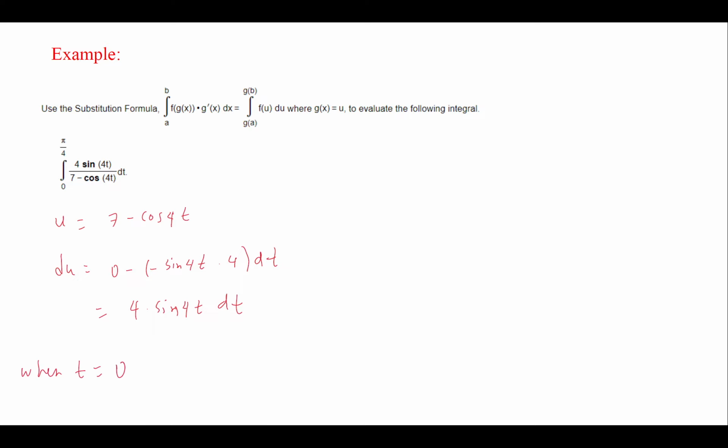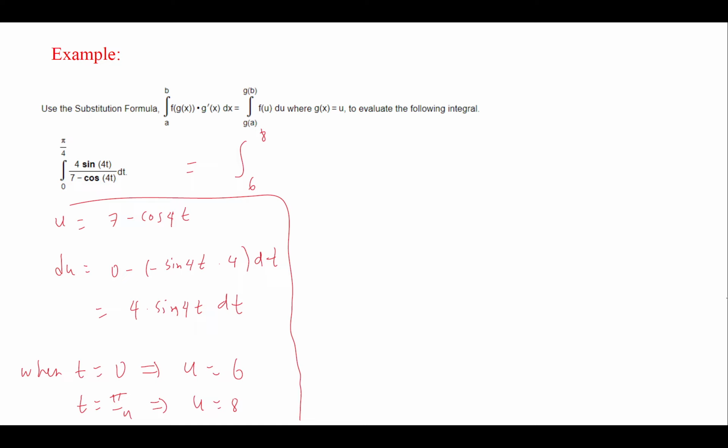So when t is 0, by plugging t equals 0 here, it will give me 7 minus cosine 0, which is 1, which is 6. And when t is pi over 4, I'm going to replace this t by pi over 4, which is 7 minus cosine pi, which is 7 minus minus 1, which is eventually u equal 8. So by using this substitution, this problem will now change from 6 to 8.